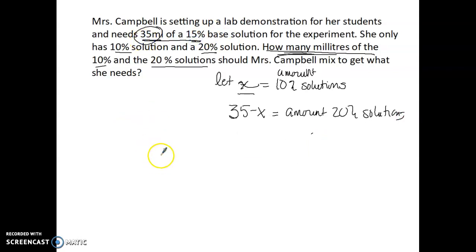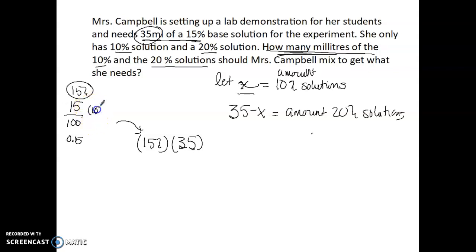I know how much total I need. I need 15% base of 35 milliliters. That's the total amount of base. Well, let's remember what percent is. Percent means out of 100. So 15 out of 100, or 0.15, is really what 15% is. If I had 15% of 100 milliliters, that would equal 15. I would just times the 15% by 100. And you guys know that. It would be 15 milliliters of 100 would be base. So I'm really taking the 15% and multiplying it by the amount I have. It's not 100, it's 35.